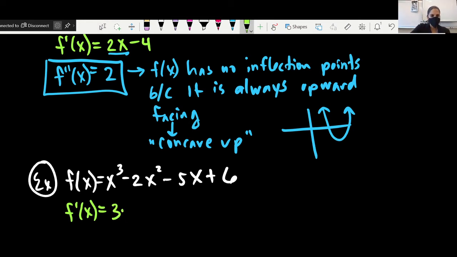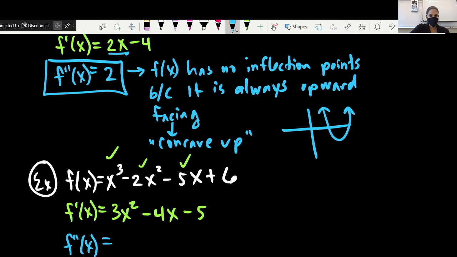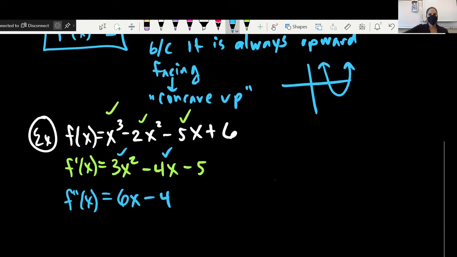So again, 3x squared, when we go through that, we get minus 4x. Here we'd get minus 5, and the constant would leave us with nothing there. And then when we go to find the second derivative, we would take the power rule here and get 6x. Here we would get minus 4.